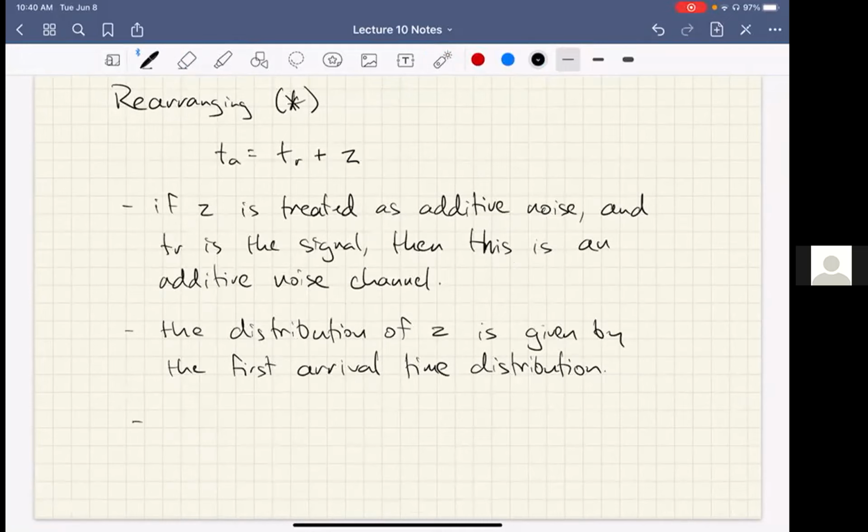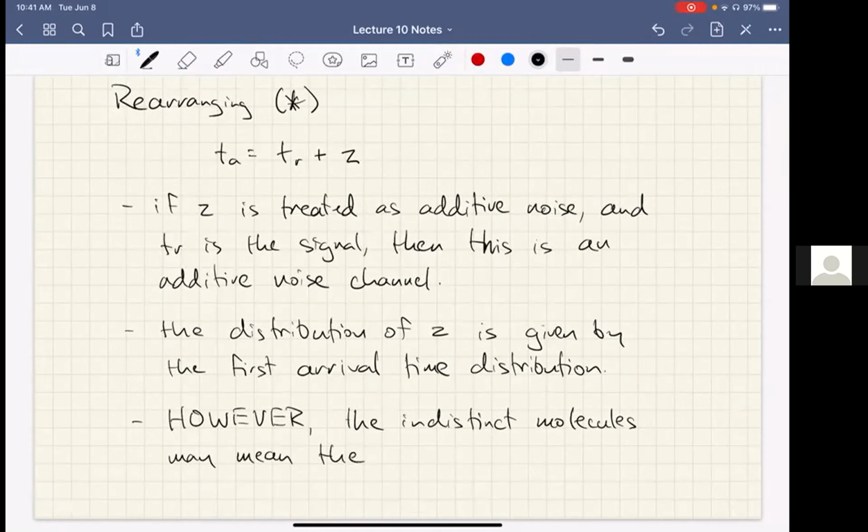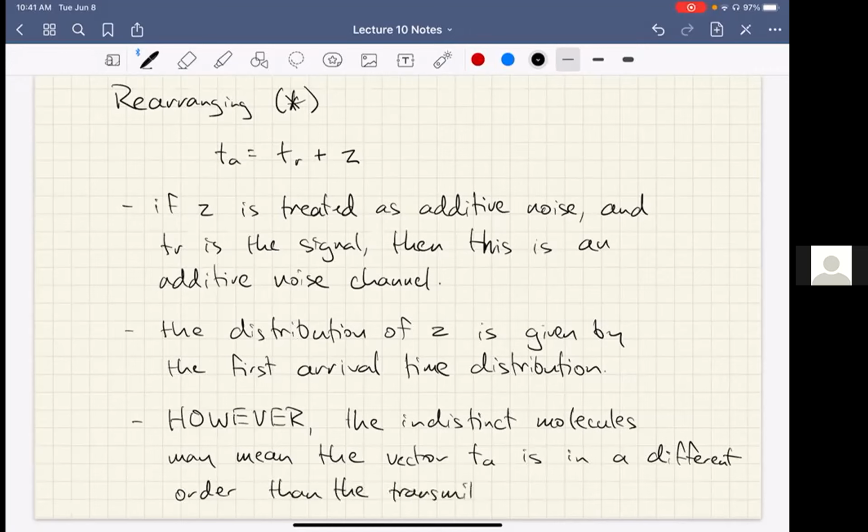However, the indistinct molecules may mean the received vector TA is in a different order than the transmitted vector TR.